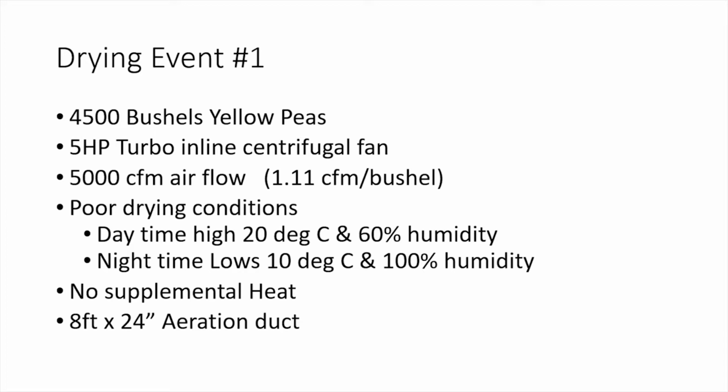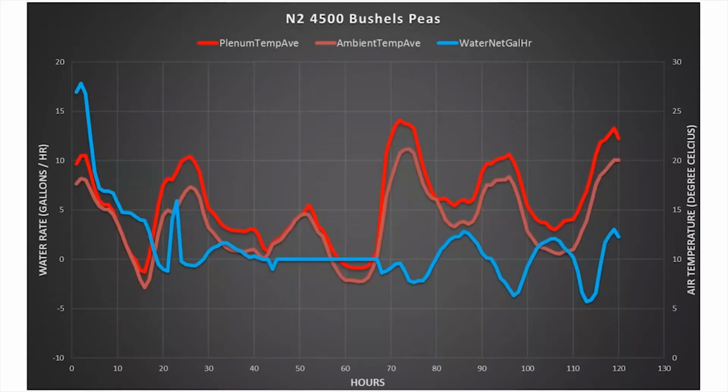We're going with no supplemental heat and an 8-foot by 24-inch aeration duct, so just a standard aeration duct. And we're going with no supplemental heat, as many farmers do with their peas, because I guess the thought is that in most instances, peas are very easy to aerate and very easy to dry down. Here's our first plot. This is a temperature plot, also with the water removal rates.